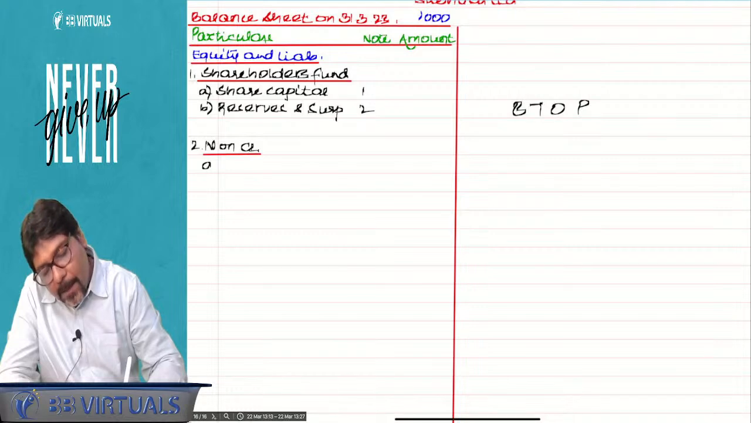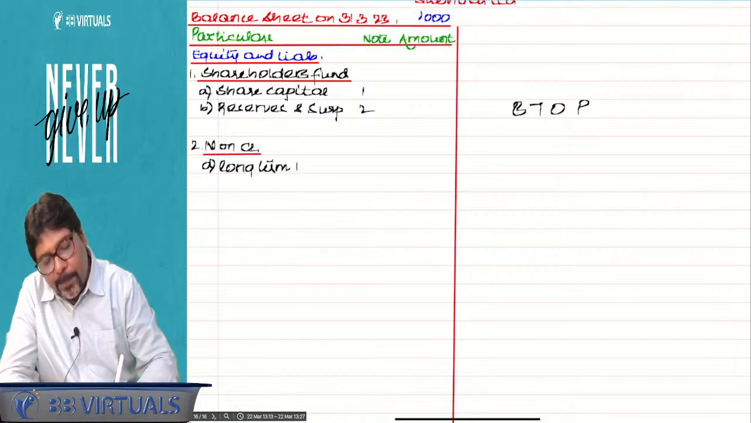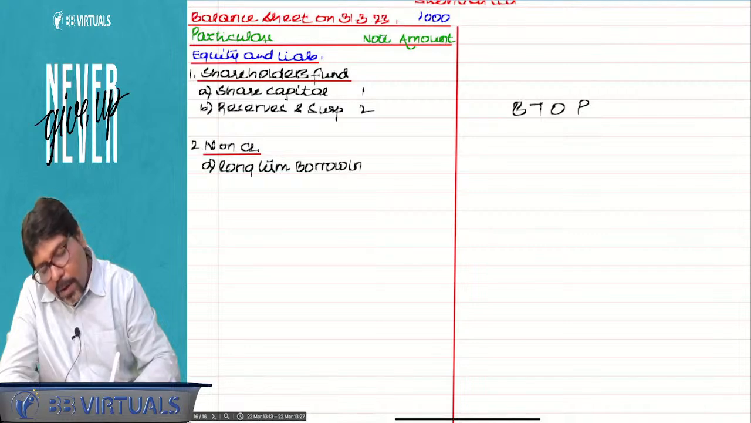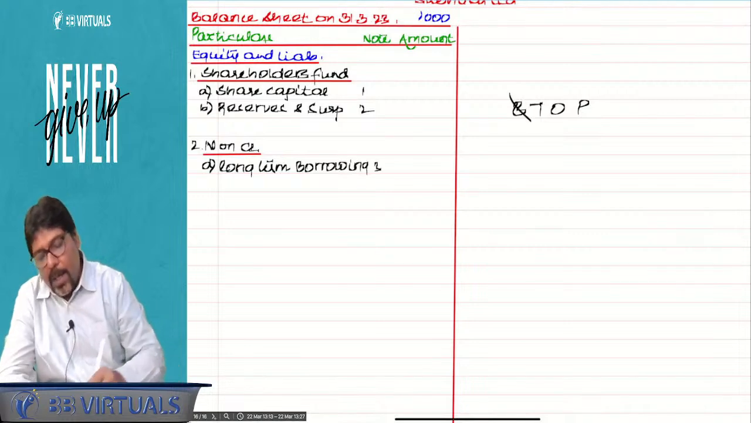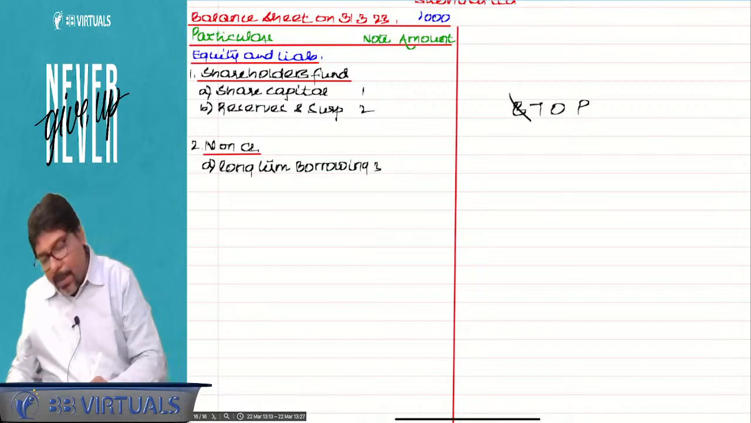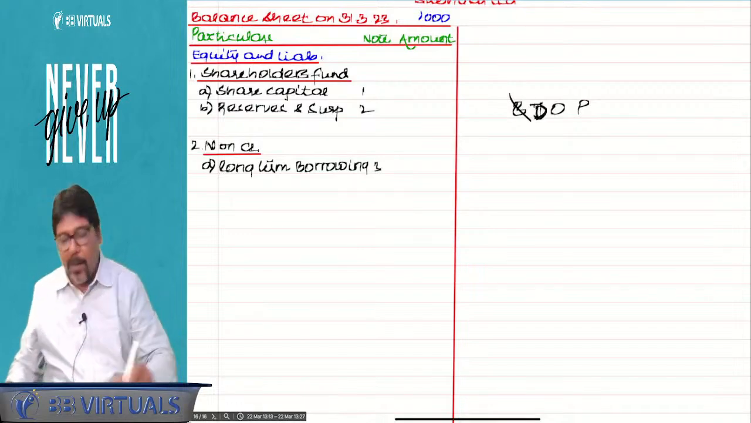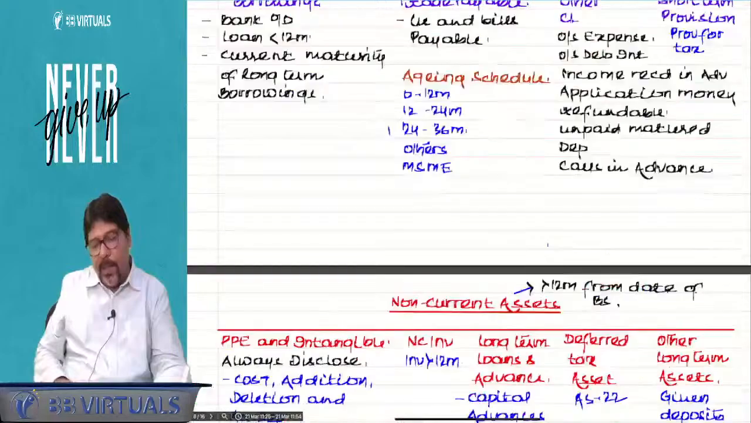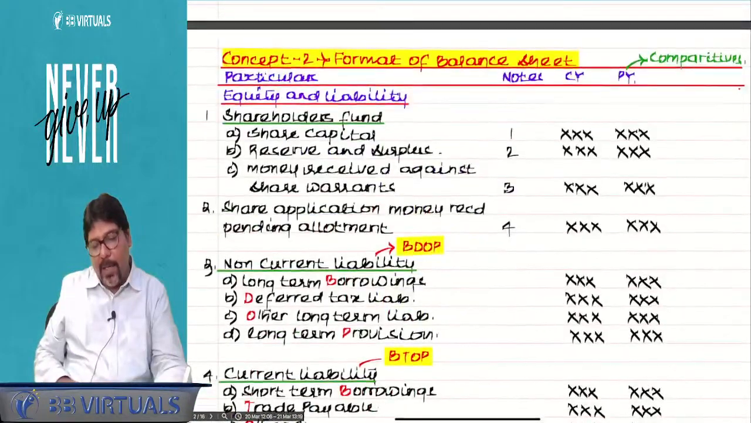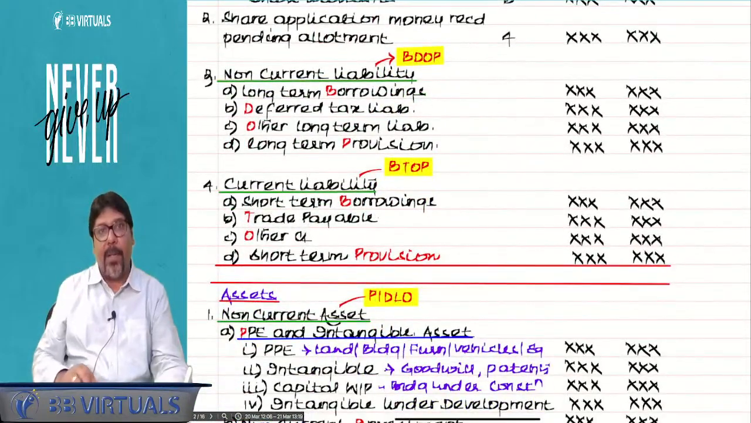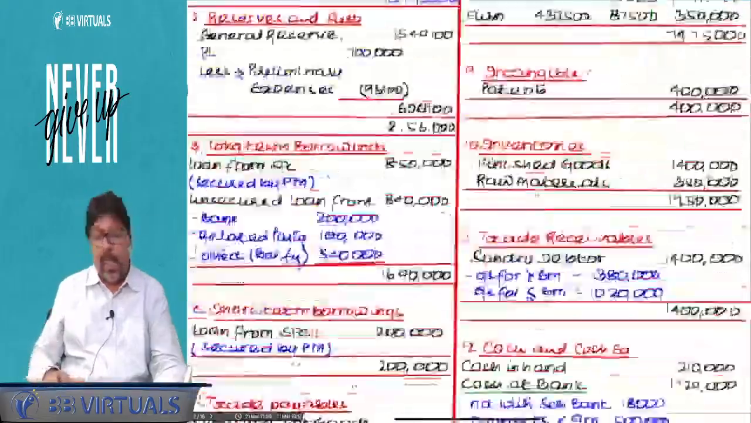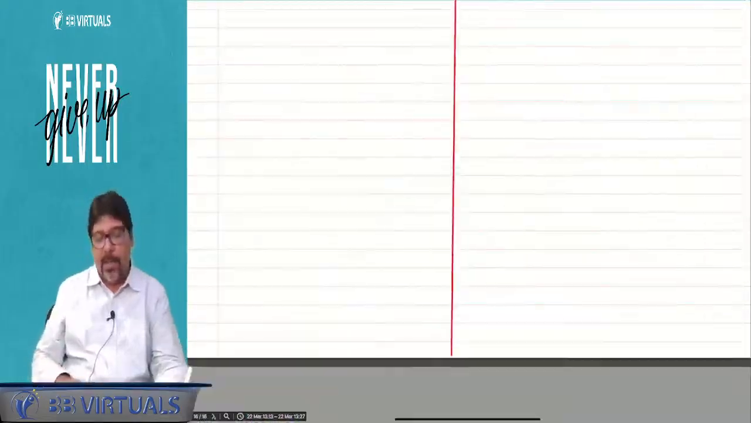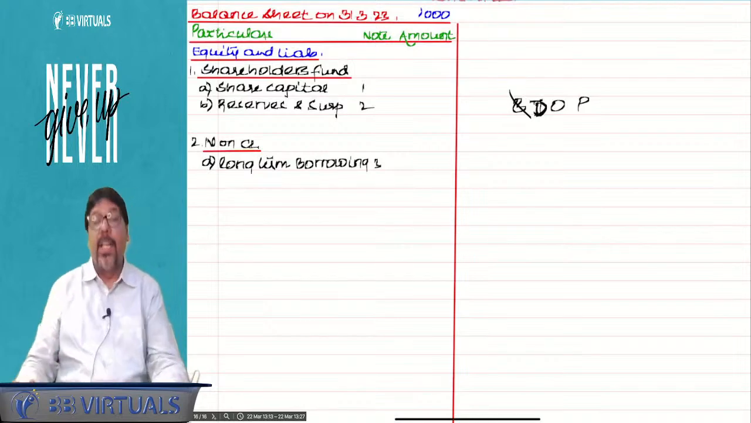We'll write note 3. T is what? No, D. BDOP. Remember when we studied liability format, it is BDOP, BTOP. Remember the short forms? Yes. In the first lecture we had studied all this. Very good. Intelligent. D is deferred tax.